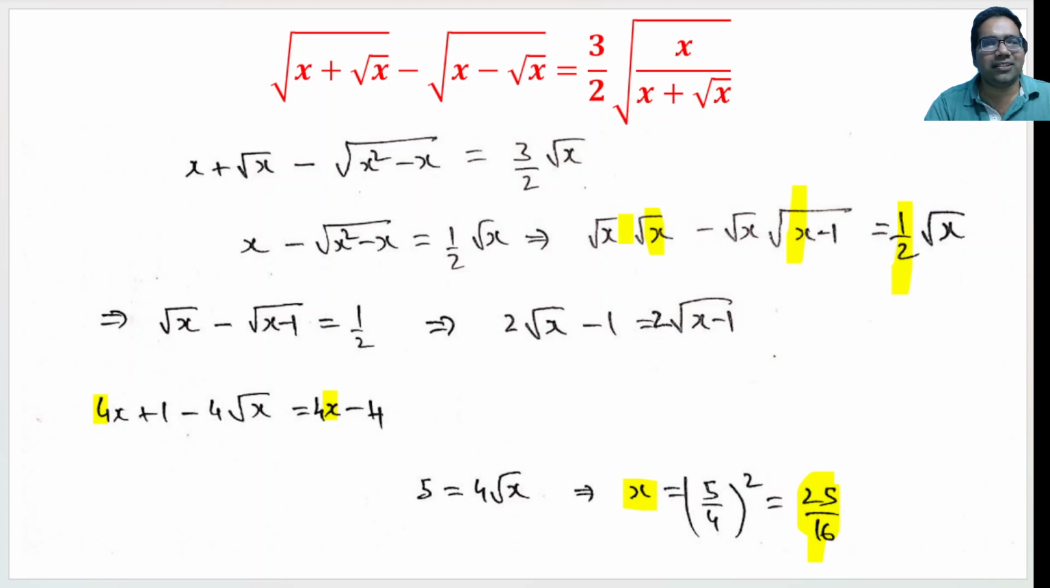It's a simple problem, just that we need to identify this similarity, this hint and this trick, and then multiply and simplify, right guys?